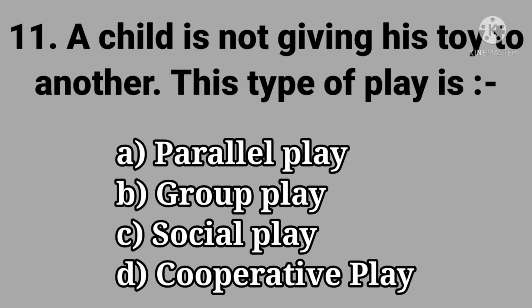The next question, a child is not giving his toys to another. This type of play is, the options are parallel play, group play, social play and cooperative play. A child is not giving his toys to another. This type of play is, and the answer is parallel play.